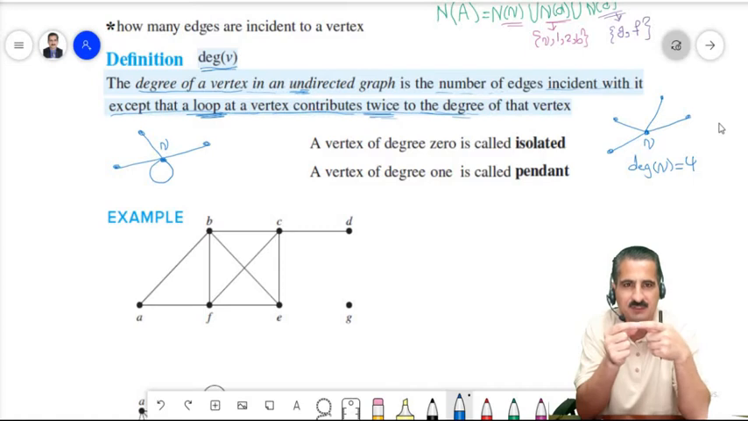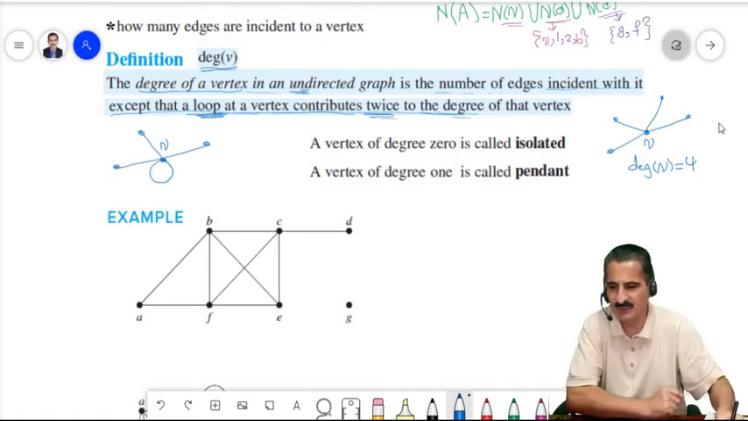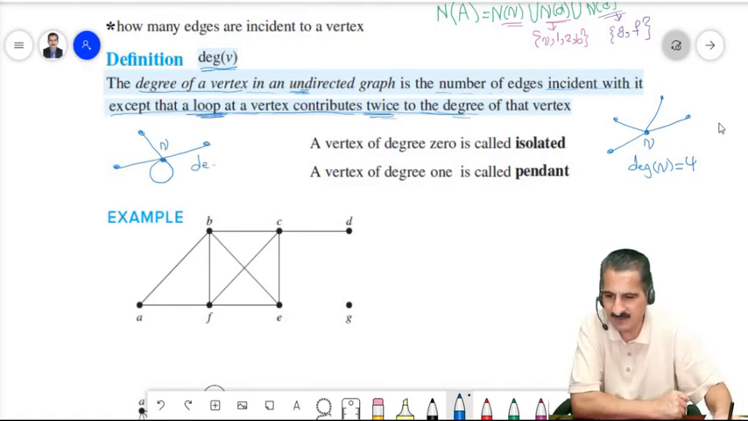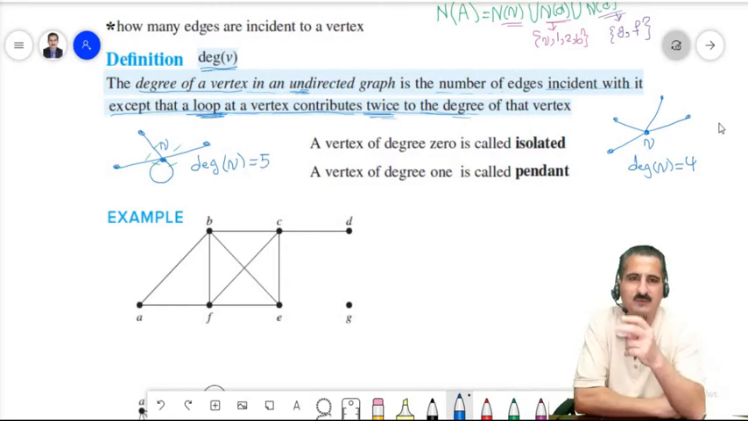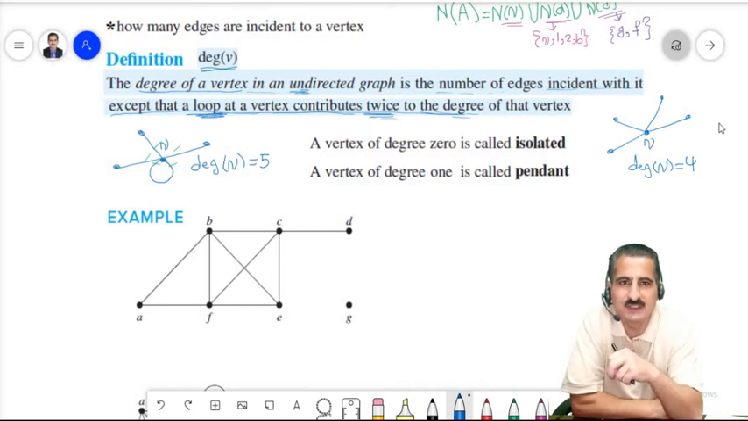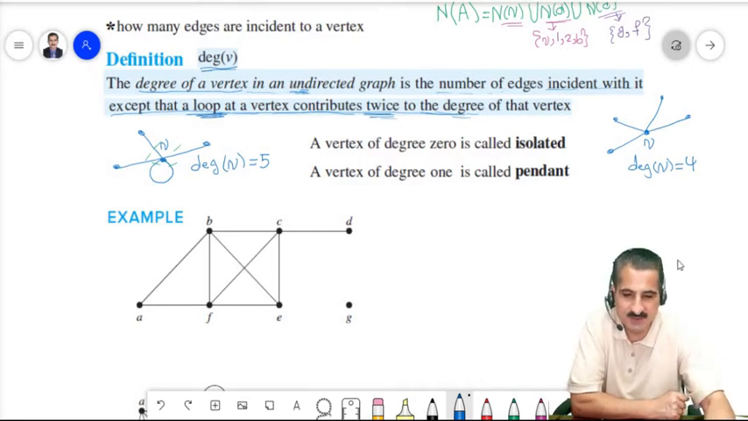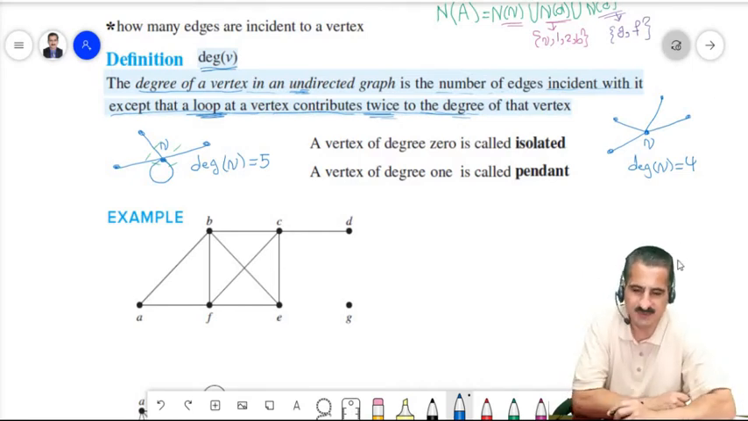We add 1. Now the loop will be connected to the vertex from both sides, from two different sides, right? So we will count it twice. So the degree for V in this graph gives, this is 1 edge, 2 edges, 3 edges, 4 edges, 5 edges. So the degree will be 5. So the loop contributes 2 to the degree of a vertex. The degree of the vertex is how many edges are connected to that vertex, counting the loop twice.